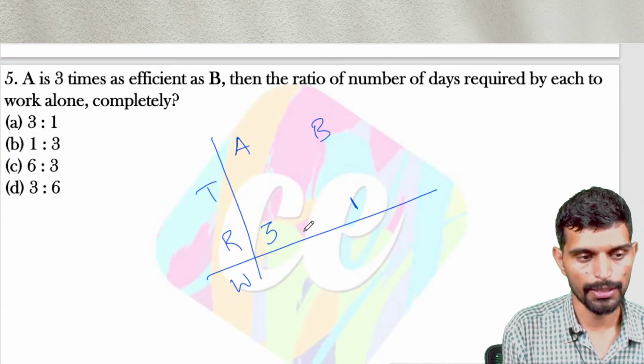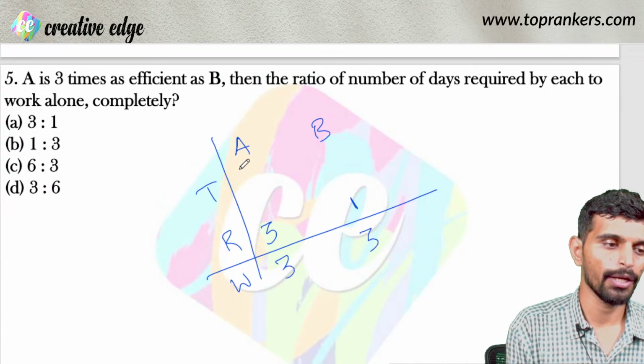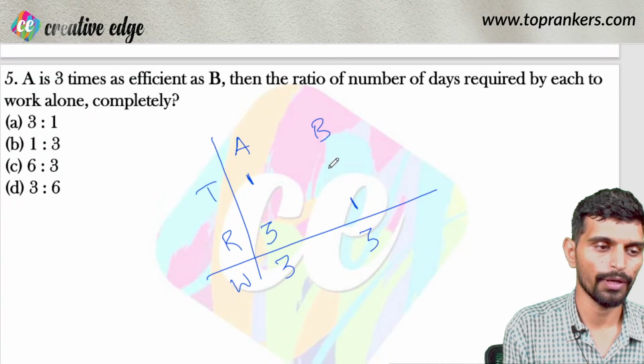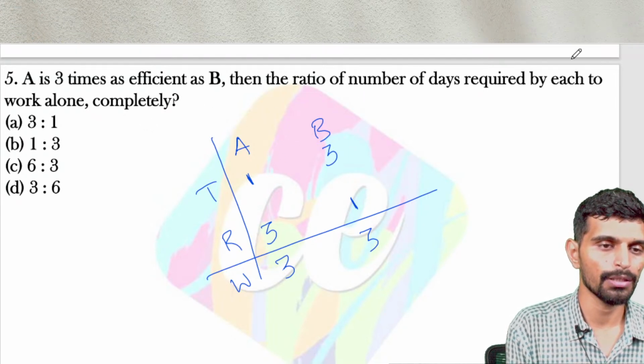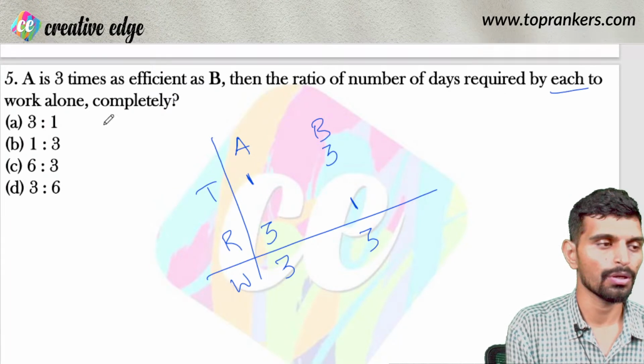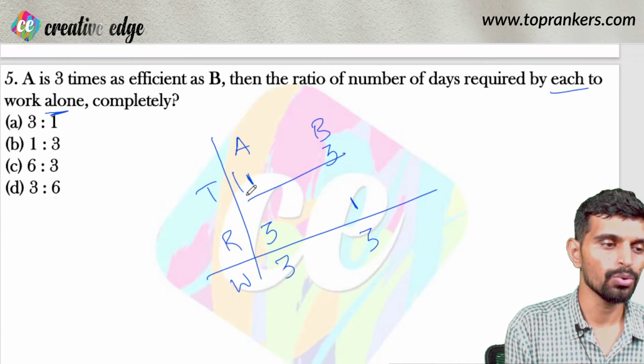Now let's take the LCM of these two rates, that is 3. So time taken by A to complete the work is 1 unit of time, and time taken by B is 3 units of time. So the ratio of time to complete the work by each alone will be 1:3.